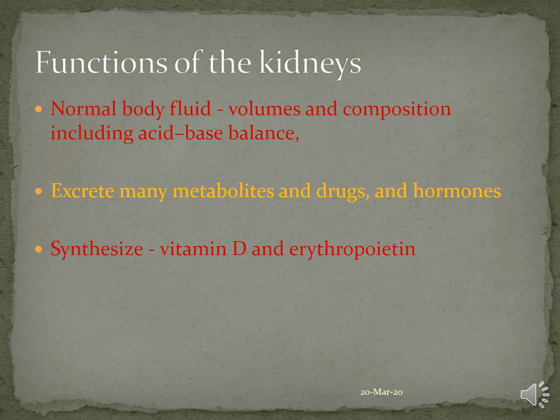Apart from that, kidneys play an important role in vitamin D synthesis. They also play an important role in erythropoietin synthesis, which is your RBC production. In that aspect, kidneys are seen more like an endocrine gland. They produce the active form of vitamin D called vitamin D3.